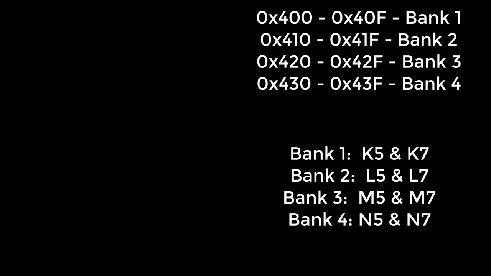Now bank 1 is chips K5 and K7. Bank 2 is L5 and L7. Bank 3, M5 and M7, and bank 4, N5 and N7. Now you're probably thinking to yourself, okay, great, so I know by looking at the screen which bank it is. Well, how do I know which chip it is?